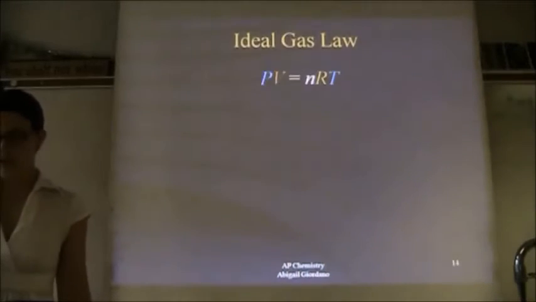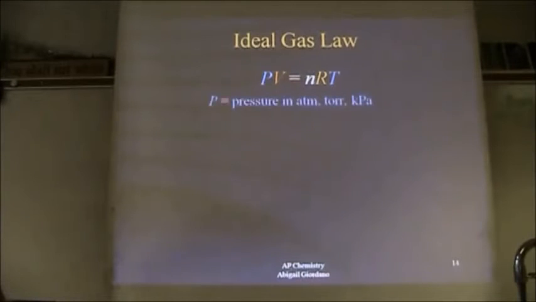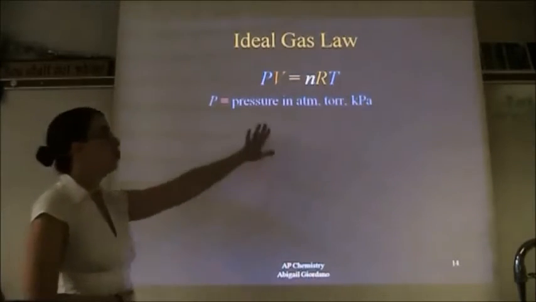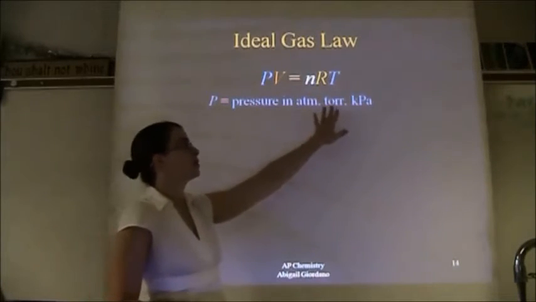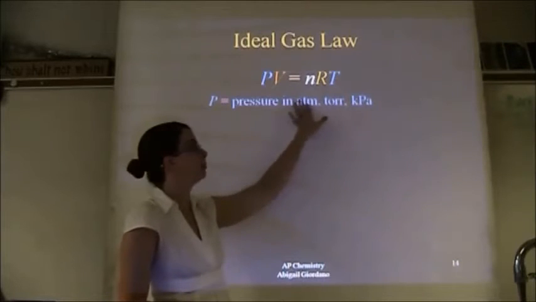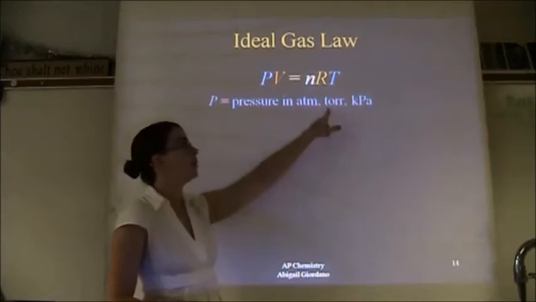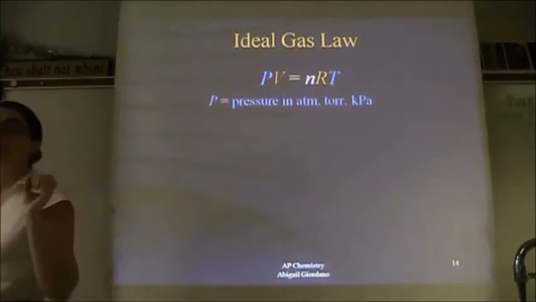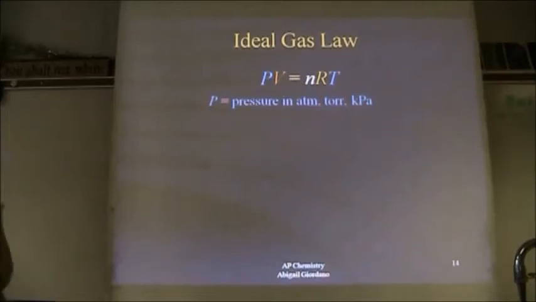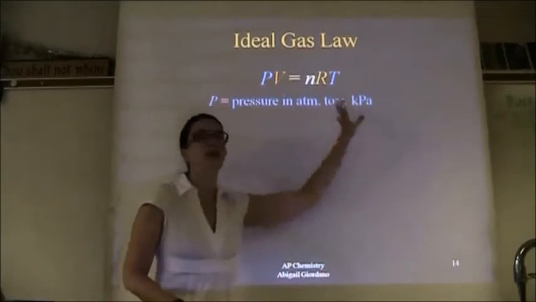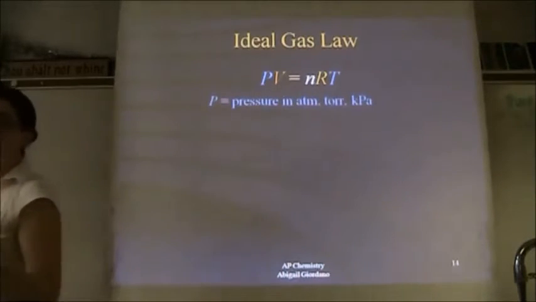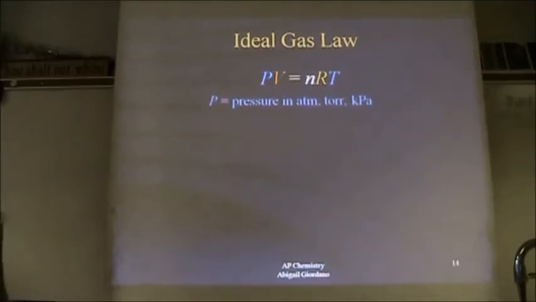All right, so let's just refresh our memory here. P obviously stands for pressure. You're going to see one of three units. Atmospheres and torr are probably the most common. And remember, sometimes you'll see millimeters of mercury as a unit. That's the same thing as torr. On a very rare occasion, you may see the unit of kilopascals. But that's not very common.